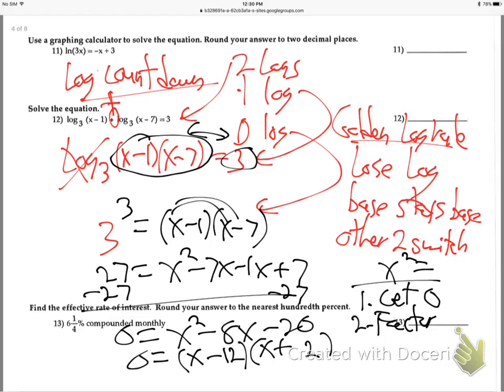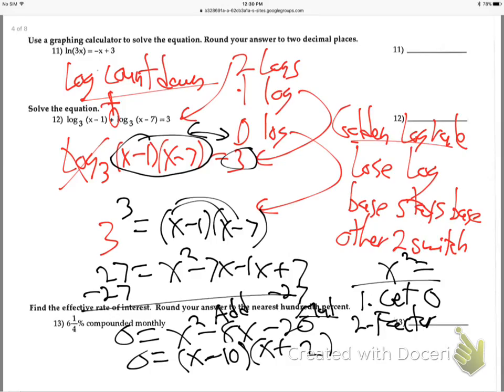Factor: what is it, minus 12 plus 2? No, that's making stuff up. What times what is 20? 10 and 2. Minus 10 plus 2, because they have to multiply to be negative 20 and add to be negative 8 in the middle. Negative 10 times 2 is negative 20, and they add to be negative 8.